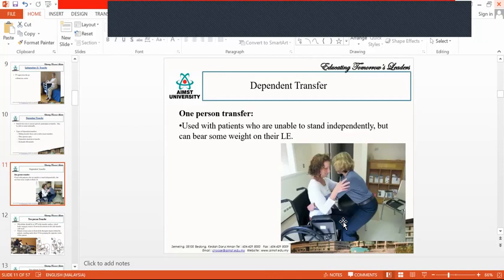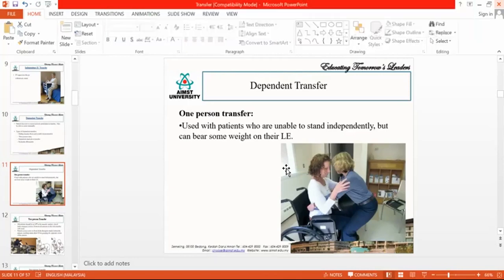So I repeat again. Dependent transfer depends on whether the person will be using any equipment or any person. With a person, you have one person transfer, two person transfer, three or more persons helping to transfer. In one person transfer, if the person has the ability to weight bear in the legs, then you will be able to lift the person by yourself. That is called one person transfer.